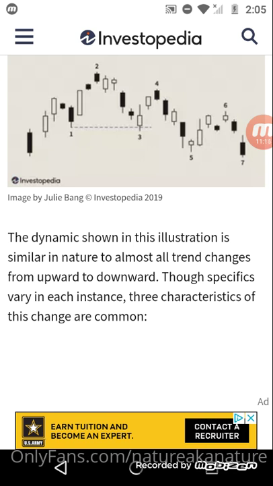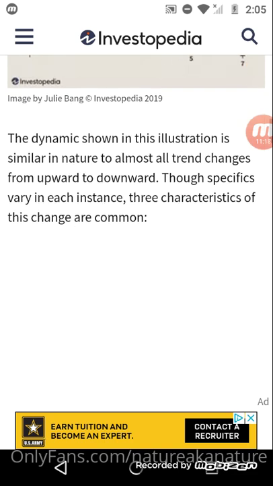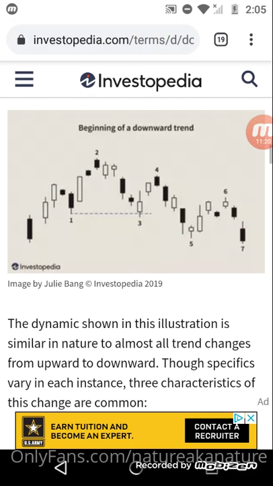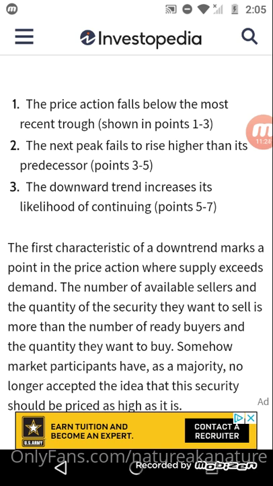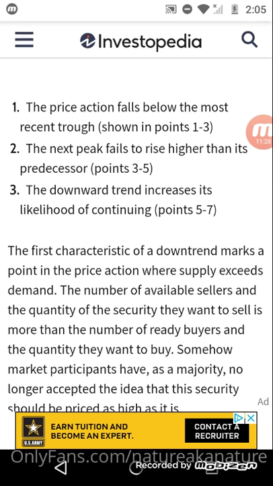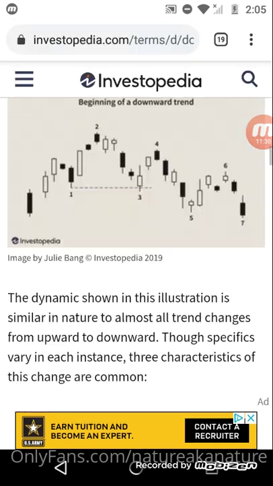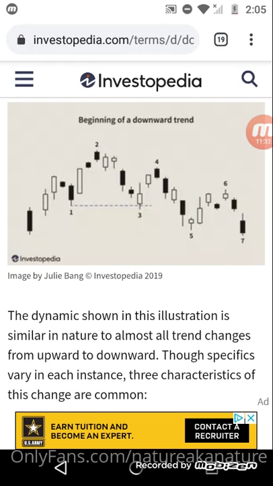So the downward trend increases in likelihood, continuing from point 5 to 7. You see how it increased at the end, and it's likely to continue downward from 7 to 5, because this lower low, 7, was lower than 5. So that's how you know the momentum increased in the downward direction.